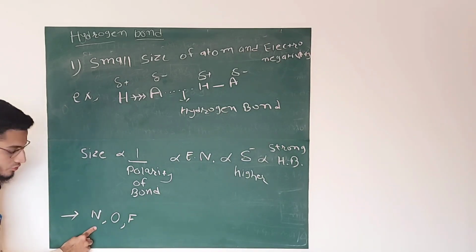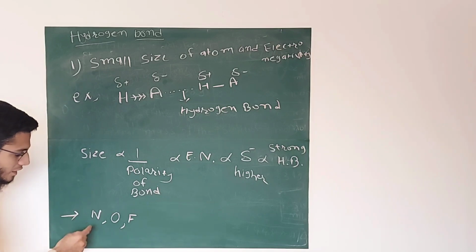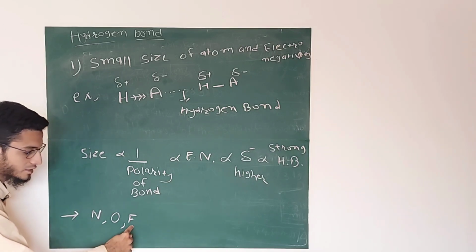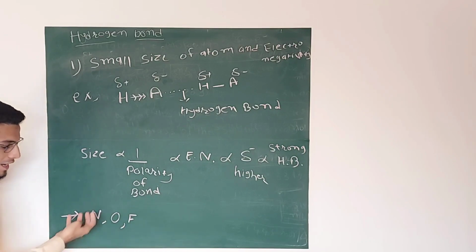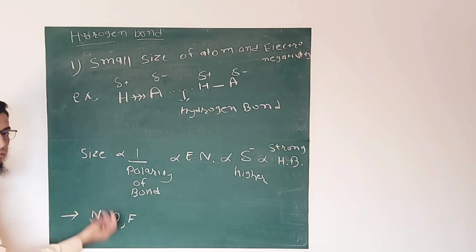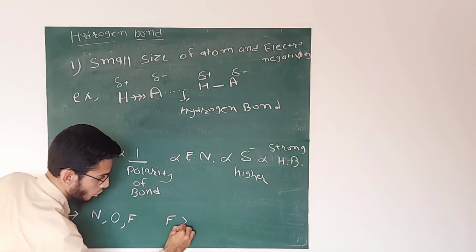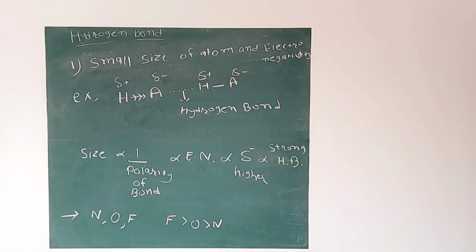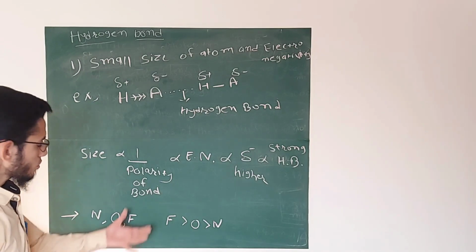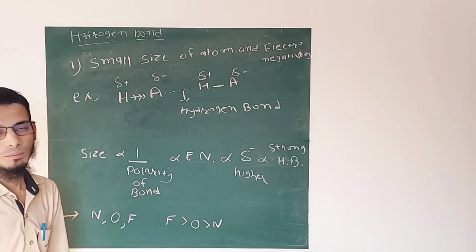These are the group 15, group 16 and group 17 elements. And you also know that nitrogen is the first element of group 15, oxygen is the first element of group 16, and fluorine is the first element of group 17. So the size is small, electronegativity is higher, and the electronegativity order is fluorine, then oxygen, then nitrogen. This is the electronegativity order. Such types of atoms take part in making hydrogen bonds.